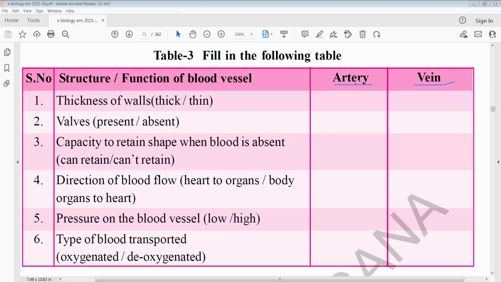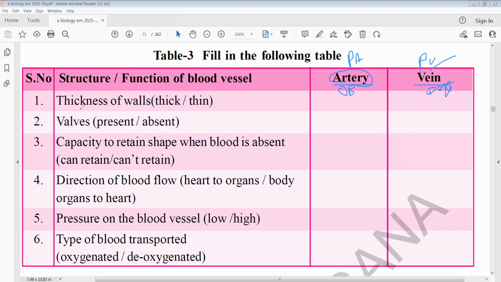Once again, all arteries carry the oxygenated blood from heart to body parts, except the pulmonary artery, which carries the deoxygenated blood from heart to lungs. All veins carry the deoxygenated blood from body parts to heart, except the pulmonary vein, which carries the oxygenated blood from lungs to heart. That is the difference.